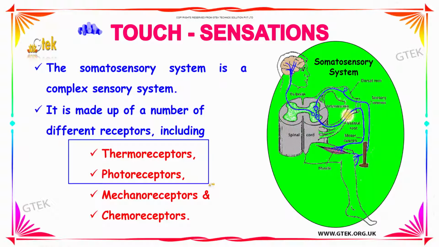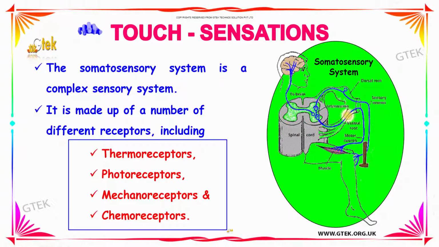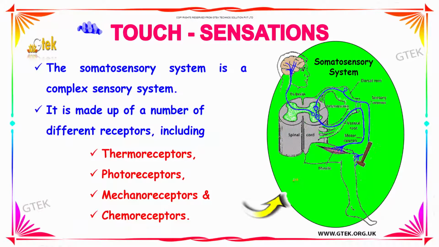Thermoreceptors, photoreceptors, mechanoreceptors and chemoreceptors. So these receptors help us to identify the various touch sensations.